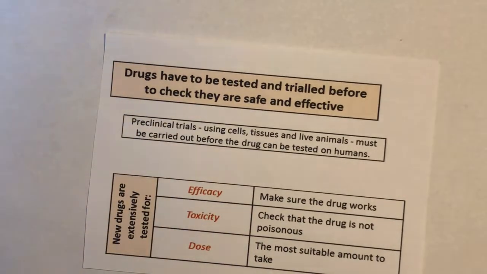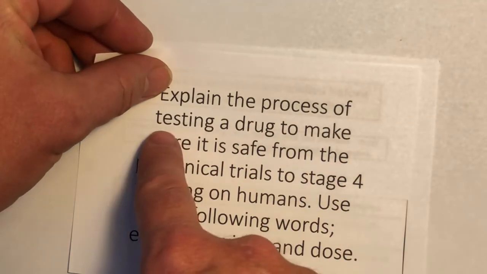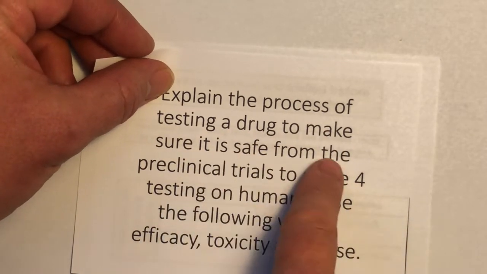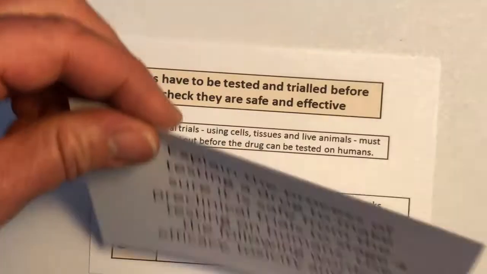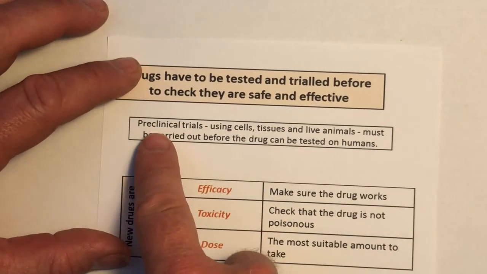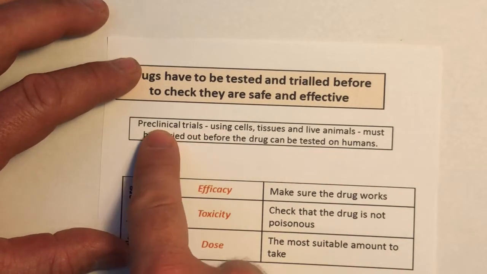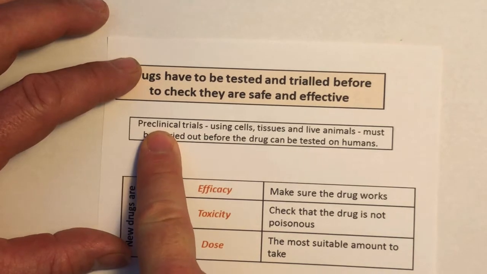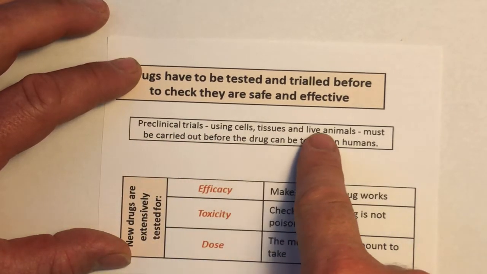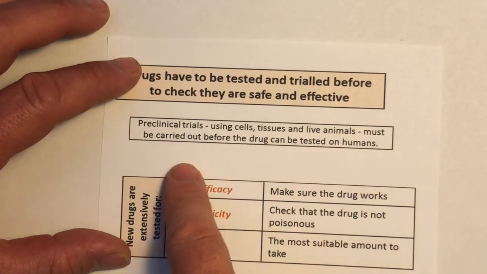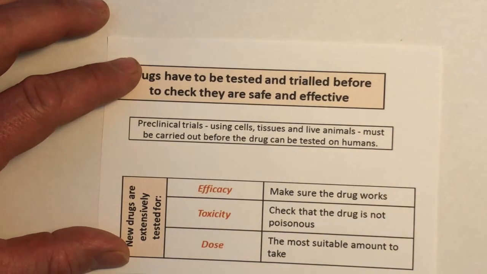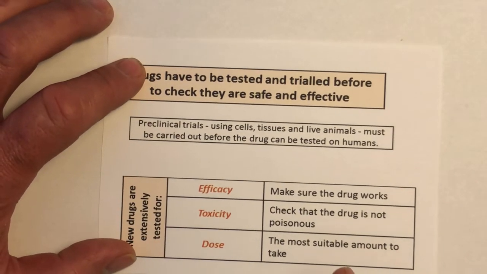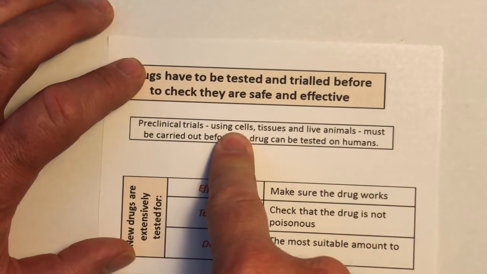Now, looking at the question again, the process of testing a drug to make sure it is safe, from preclinical trials to stage 4 testing on humans. A preclinical trial, where clinical means testing on humans, uses cells, tissues and live animals. These must be carried out before the drug can be tested on humans. So the very first stage, of the 10,000, 100,000 new drugs that are made every single year, is they'll test them on cells.